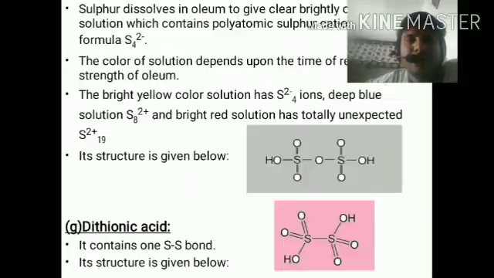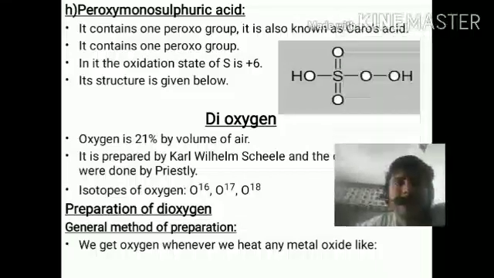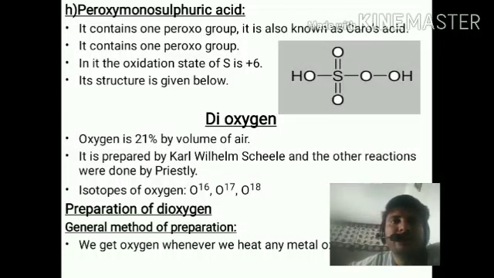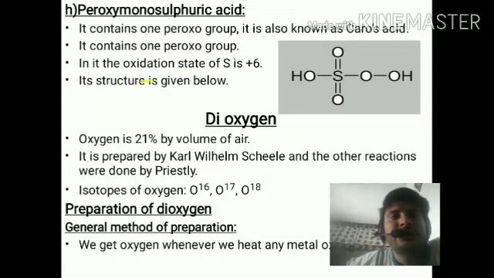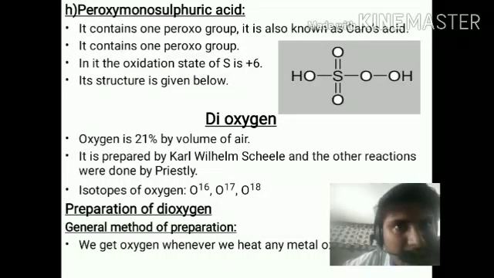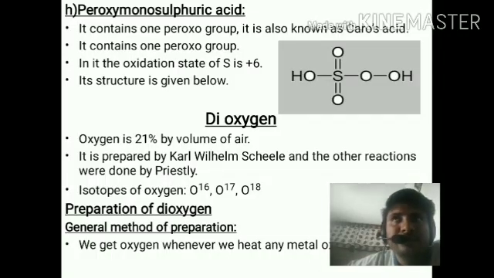Okay. Now another compound is peroxymonosulfuric acid. It contains one peroxo group, and it is also known as Caro's acid. The oxidation state of sulfur in it is +6, and its structure is given below.